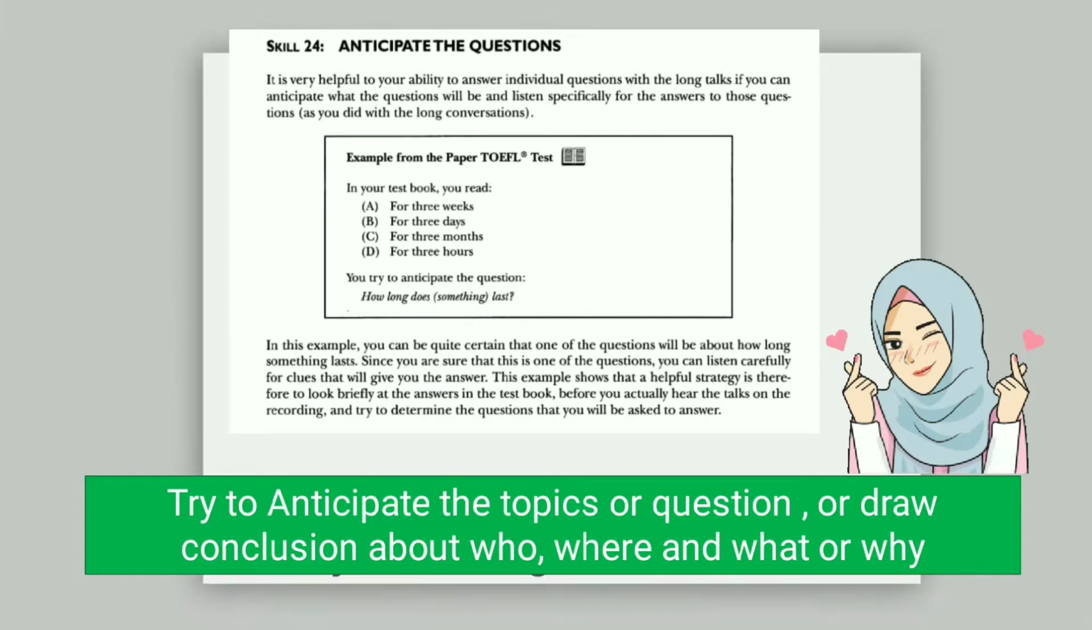In your textbook, you read A for 3 weeks, B for 3 days, C for 3 months, and D for 3 hours. So you can try to anticipate that the question will be like, how long does something last? Why? Because it is about time. So you can anticipate that the question is like, how long? And while listening, you can get the best answer for it.